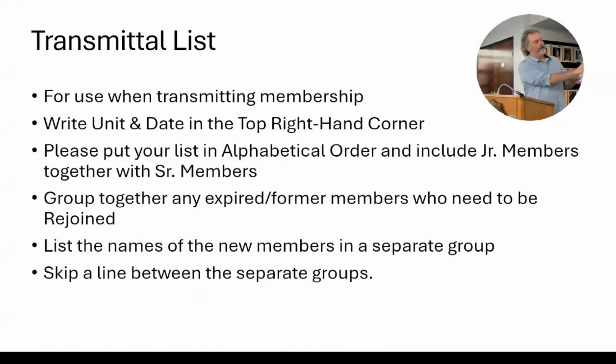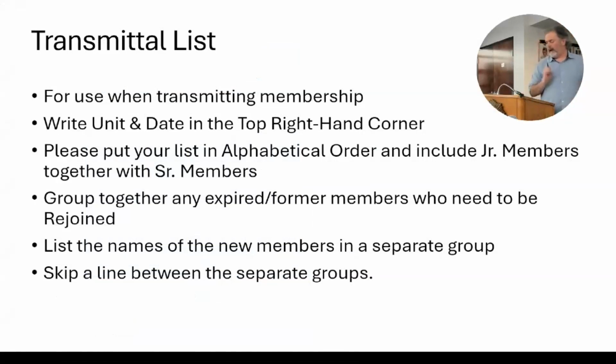Up in the right hand corner here, you're going to write your unit number. Again, caveat, same thing that happened earlier when someone put the district here. Well, when they turn the page, they put the district number here too. So you want to make sure that is unit level. So your unit number here and the date of the transmittal, okay?